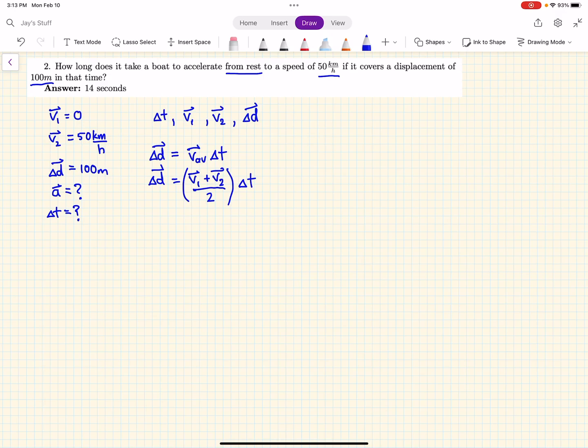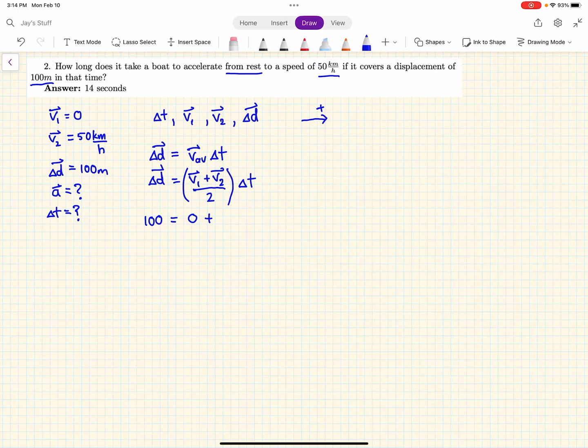Now all of this is happening in one dimension, so everything is just happening in a straight line. So I'm just going to define to the right as the positive direction, and now instead of using vector symbols over all my variables, I'll just use positive numbers to represent moving to the right and negative numbers to represent anything pointing to the left. So delta D we know is 100, and it's in the positive direction. V1 is 0.